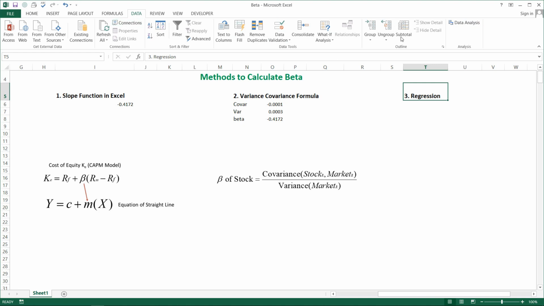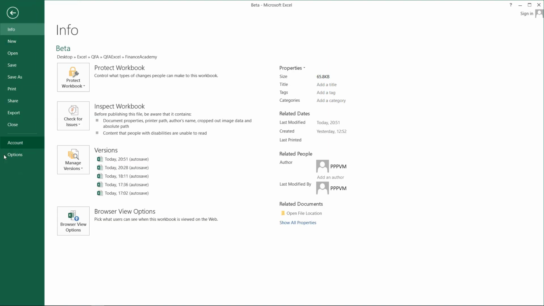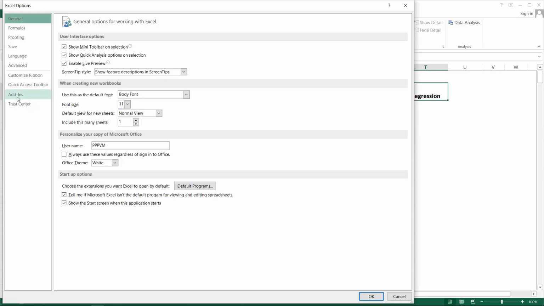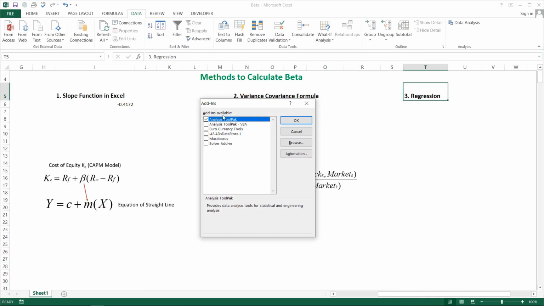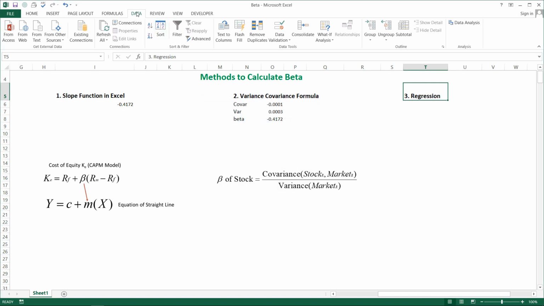The third method is regression using Data Analysis, which is available in the Data tab on the extreme right side. But if you haven't used this previously, it won't be visible, as first you need to enable it, since it is available as an add-in. To enable the add-in, go to File, and under File, go to Options, then Add-ins, and then Manage Excel Add-ins. Click on Go. You need to enable Analysis ToolPak.